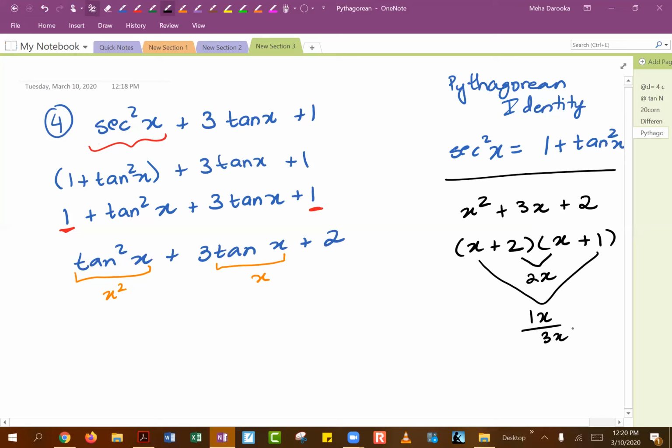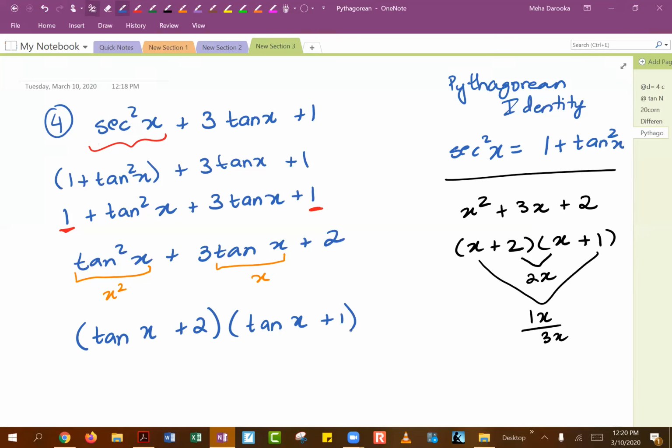All right, so now how do you translate this back into our original? Tangent x. Very good. Tangent x plus 2, tangent x plus 1. So keep in mind, this would not be possible until you made them the same function, right? Leaving it with the secant squared and the tangent of x would not work. So using the Pythagorean identity, we make the substitution, and then we're able to factor it down. Question on this one? Okay.